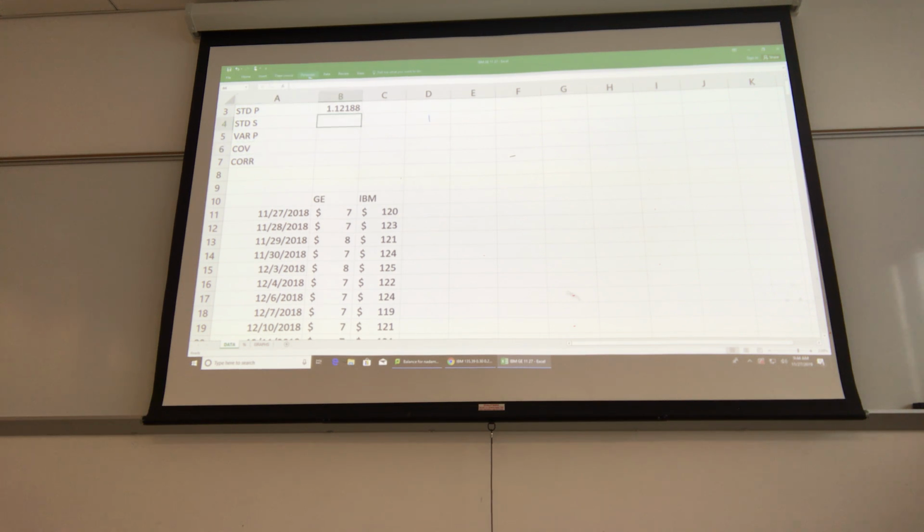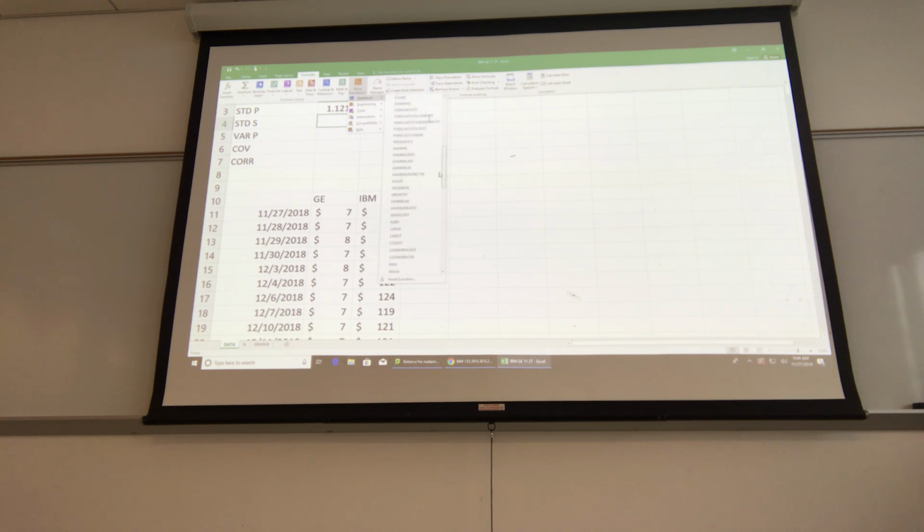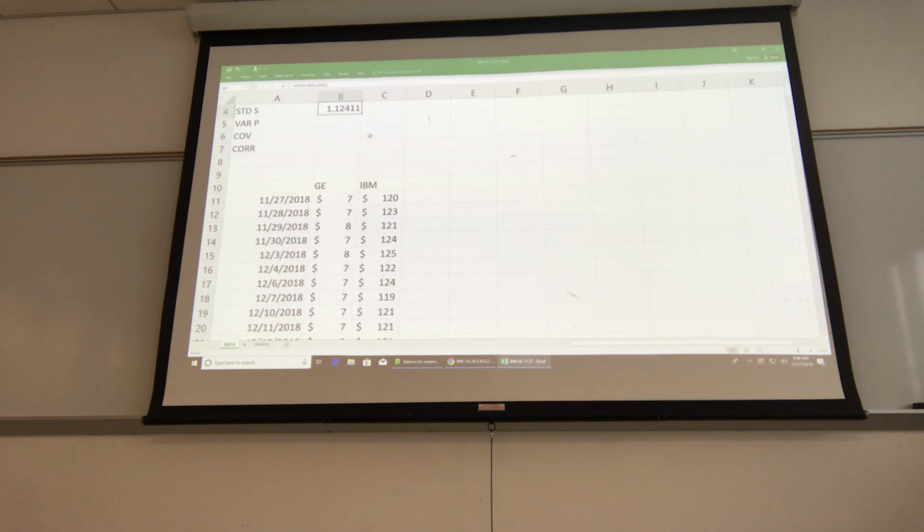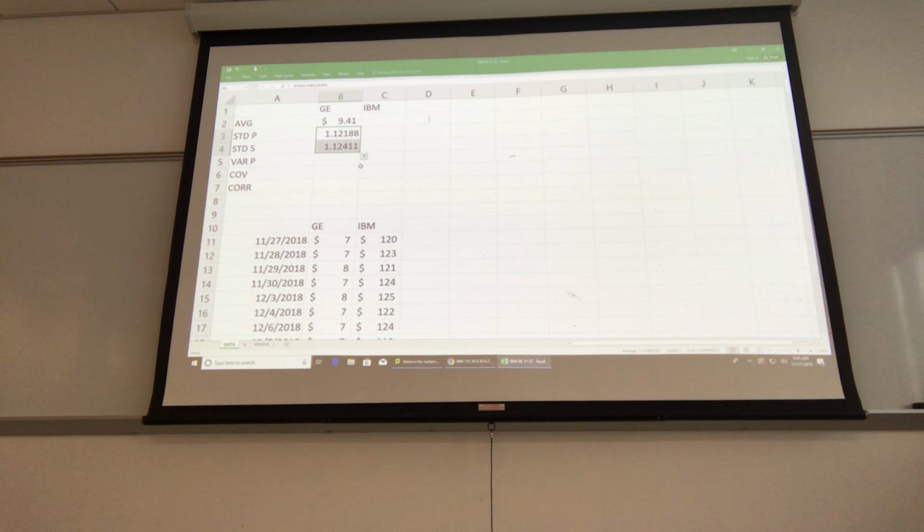I will see, is the standard deviation of the sample any different from the standard deviation of the population? I want you to be more curious than I am. Do you see the numbers? These numbers need to be formatted. Are these numbers dollars or not? If you don't know, you don't put the format. If you know, you put the format.